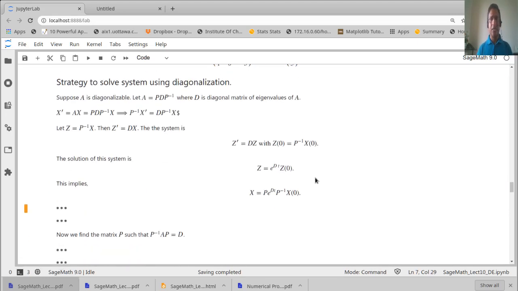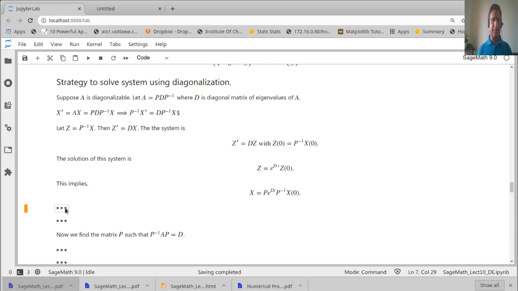Okay, right. So in this case the solution will be z equal to e to the power Dt, where D is a diagonal matrix. The exponential of a diagonal matrix is just the matrix whose diagonal entries are the exponentials of each of the diagonal entries, times z naught, right? And what is z naught? z naught is equal to P inverse x naught. So if you substitute this, you will get the solution. Okay, so that's the very simple way of finding the solution in this case.